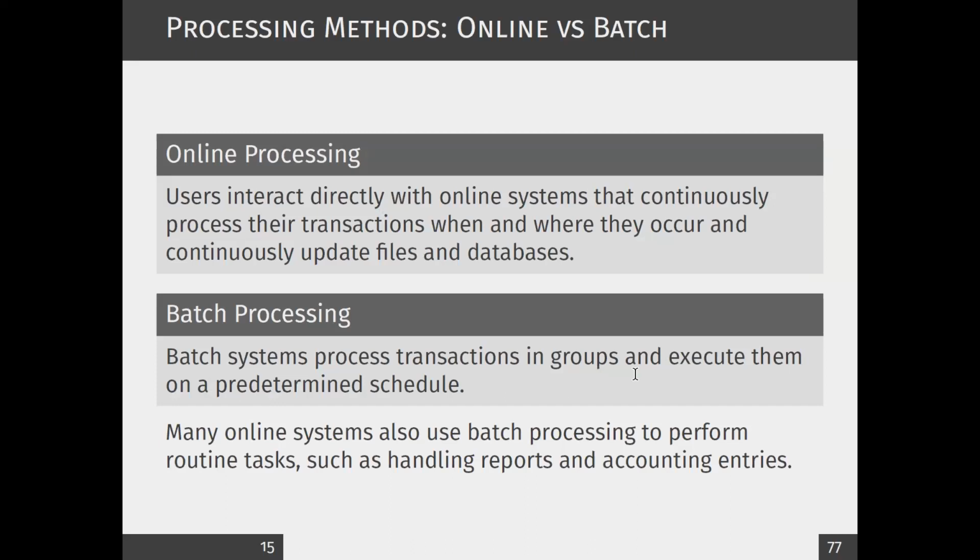Okay, the next thing I'm going to discuss is the different processing methods. When you have processing, we can talk about two things: online and batch processing. An online system continuously updates files and databases through interactions. Batch processing, on the other hand, collects transactions and then executes them on some predetermined schedule, maybe every evening, or every Sunday, a particular day, and so on.